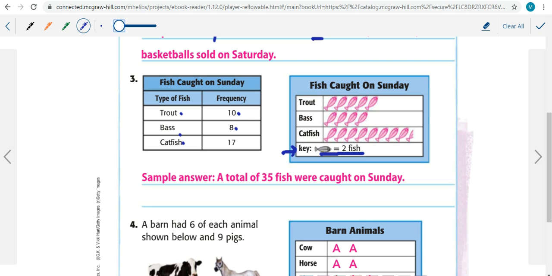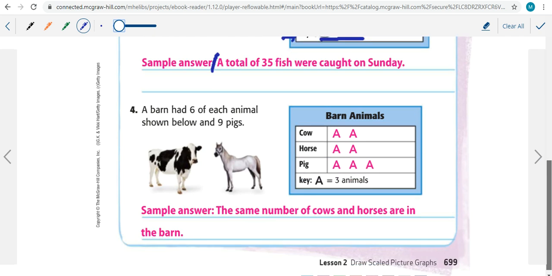okay? Because 1 complete fish represents 2 fish, okay? And for each fish we add 2 plus 2 plus 2 plus 2 plus 2 plus 2 plus 2 plus 2 equals 16, plus 1 is 17. Now, what is the sentence that represents this pictograph? A total of 35 fish were caught on Sunday.